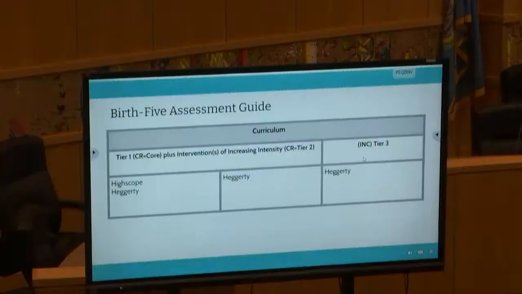All right, so we'll go on to the birth to 5 assessment guide. Again, here's the curriculum that they use. They use HighScope and Haggerty in the Tier 1 curriculum. Tier 2 is increasing intensity. They use the Haggerty, that's the phonemic awareness. And then increasing intensity with Tier 3, and that's the Haggerty.